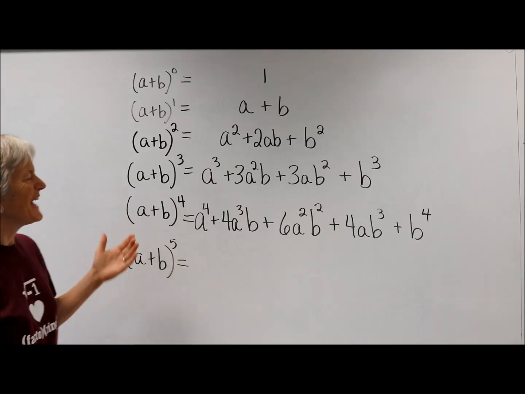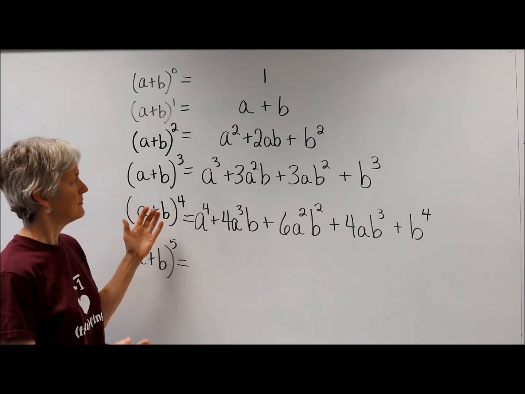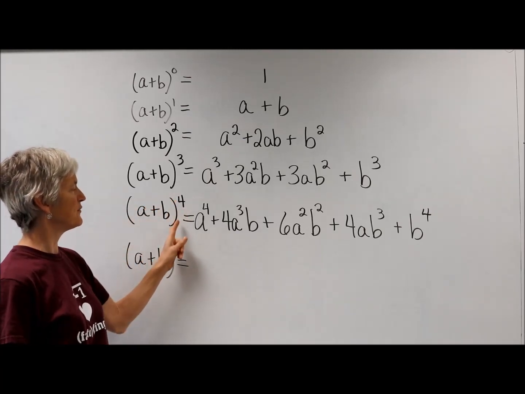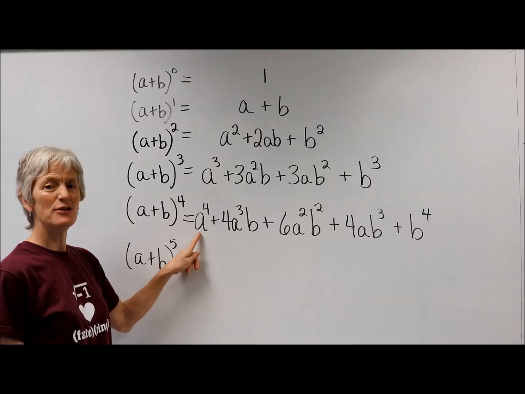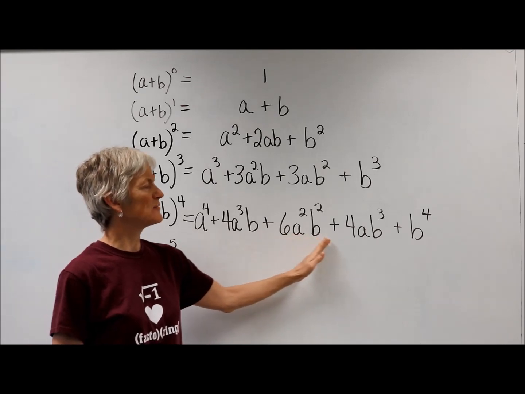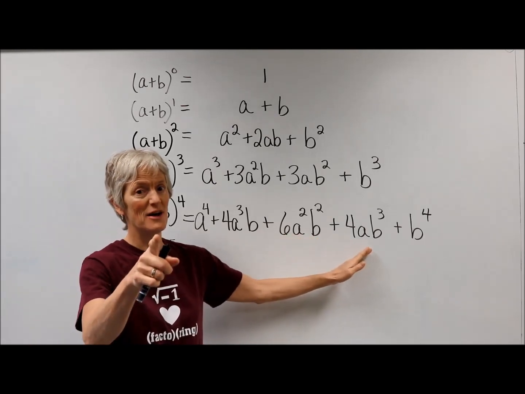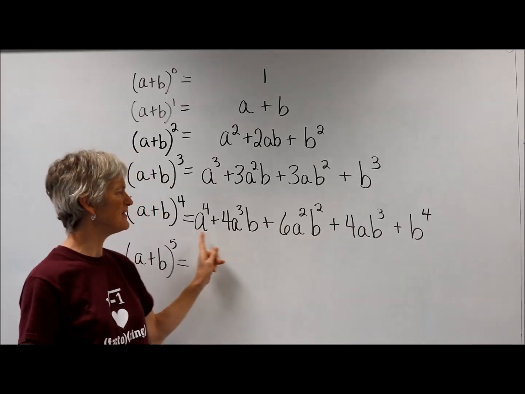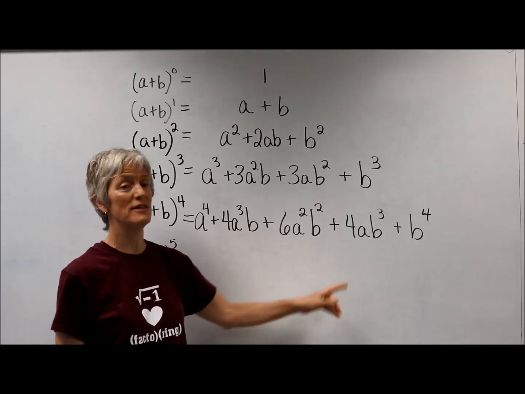I started looking at the exponents. So for example, a plus b to the 4th. So if I'm looking at a to the 4th, do you see any patterns with the exponents? And people out there, why don't you pause and see if you can see any patterns that are happening with the exponents?